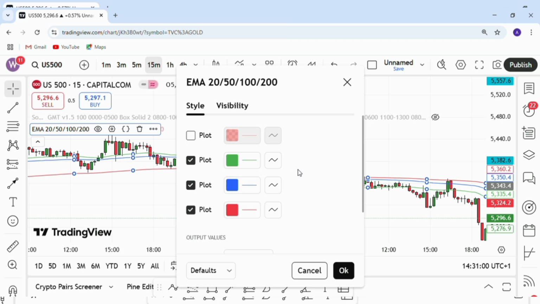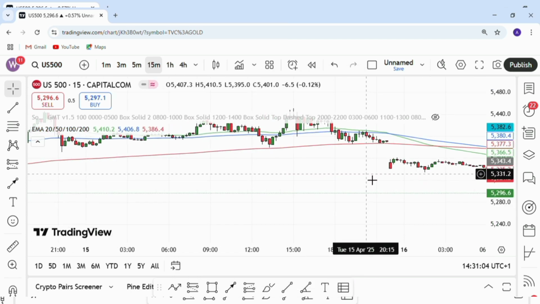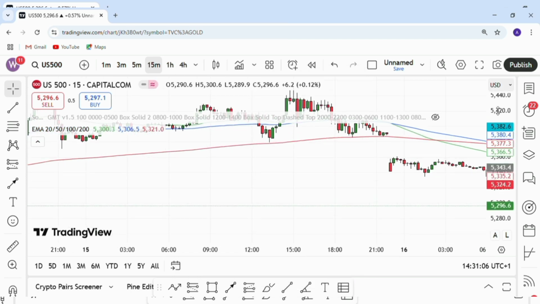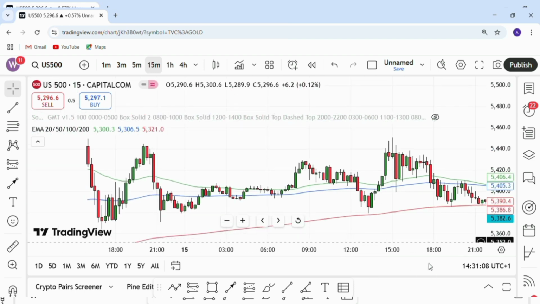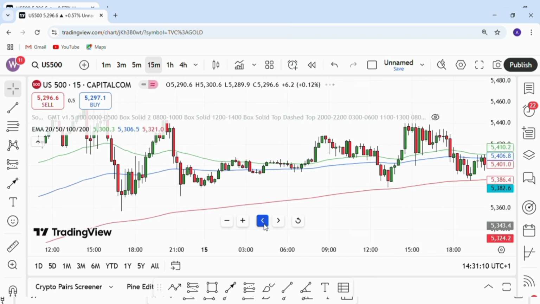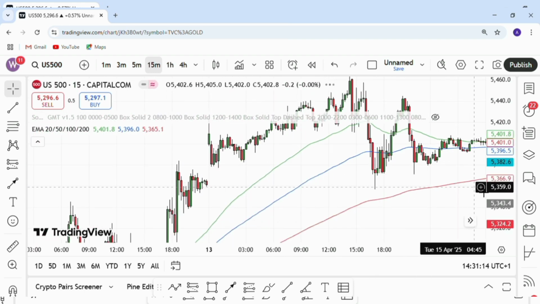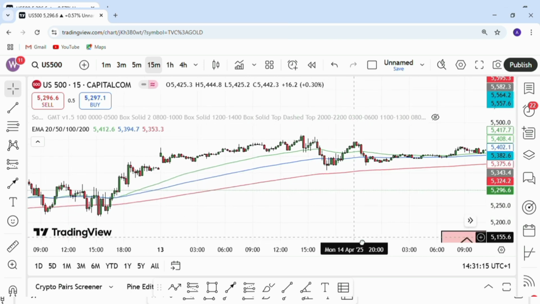Once you add it to a chart, this is how it will look. Let me zoom out so I can see. This is how it will look if you add it to your chart.